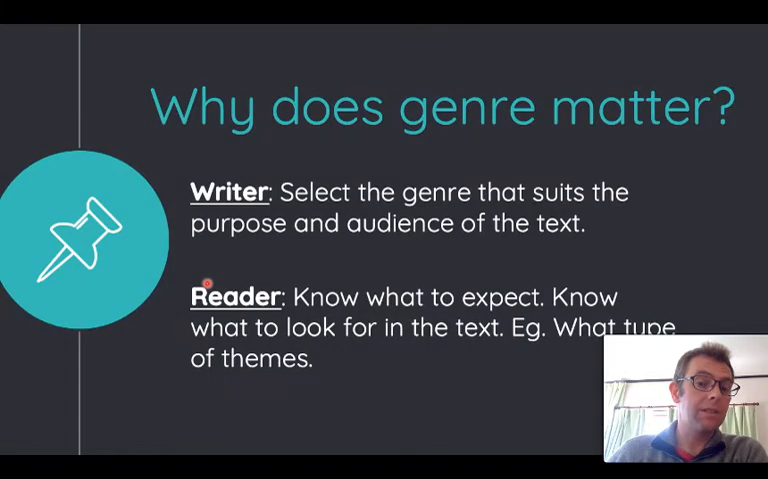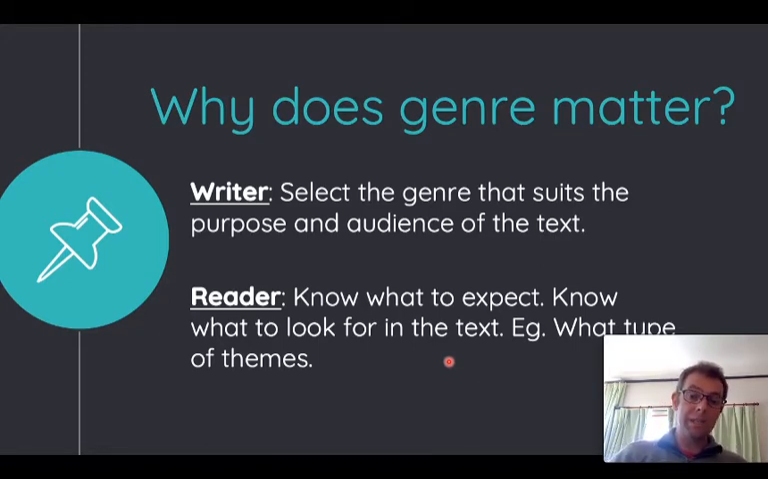So let's take a look at why genre matters. For the writer, genre matters because the writer needs to select the genre that suits the purpose and the audience of the text. The audience, or the reader, on the other hand, needs to know the genre so they know what to expect from the text, and they also know what to look out for in the text. For example, what type of themes should they be on the lookout for in the text?